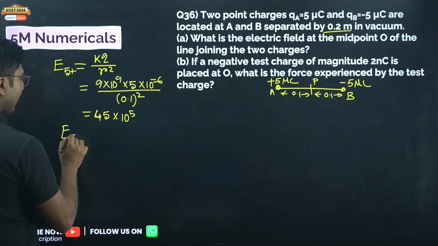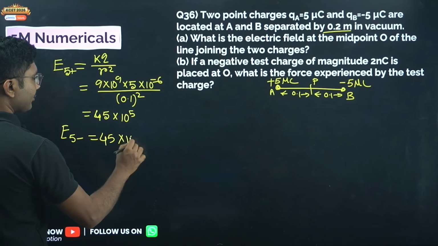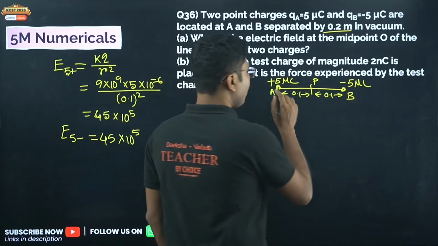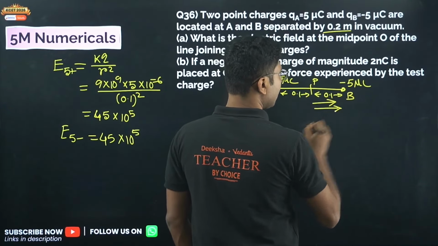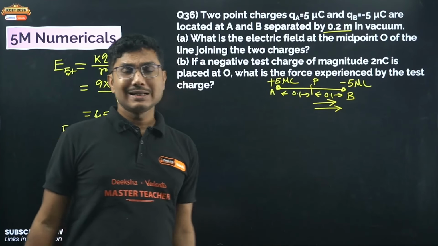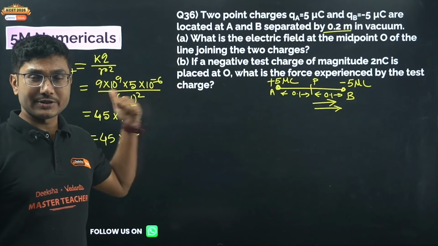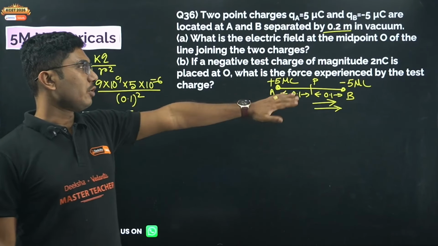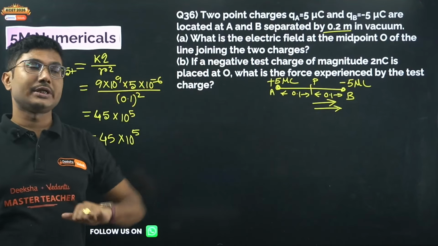Similarly, the electric field due to the negative 5 will also have the same magnitude. Now we have to check the direction. If they are in the opposite direction, they will cancel each other. So positive will be away from, negative will be towards. So in this particular case, both electric fields are in the same direction. That's why I say do not put the sign of the charges when calculating the electric field. That will give you a wrong idea. So first calculate the electric fields and then check the direction of the electric fields.